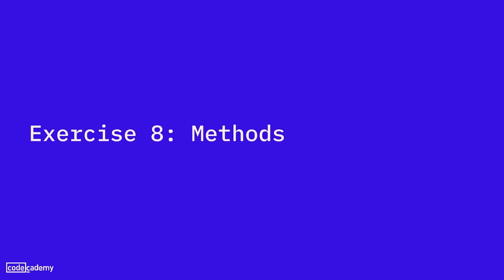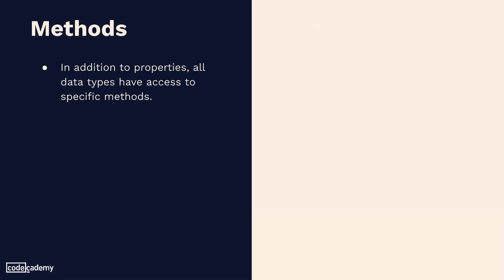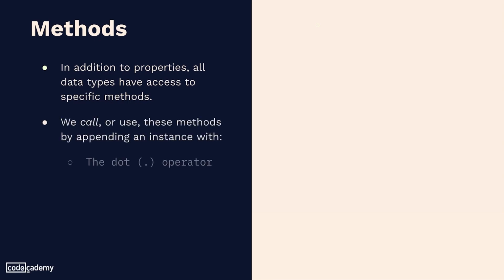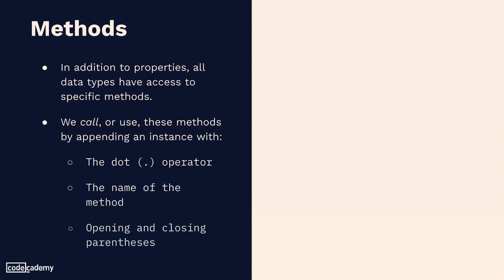Exercise 8, methods. Similar to properties, which each instance of a data type can access, all data types also can access methods. Methods are special utilities that, similar to properties like length, allow us to access specific data from an instance or even manipulate it. To use a method, we call it by first adding the dot operator, adding the name of the method, and then lastly using an opening and closing parentheses. Sometimes some of these methods will require us to put something inside of the parentheses, which will allow the method to perform its operation correctly.